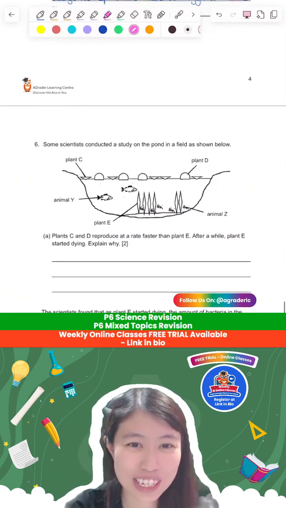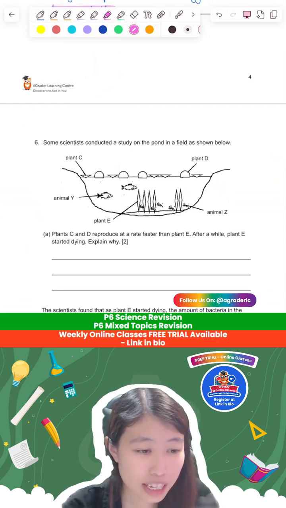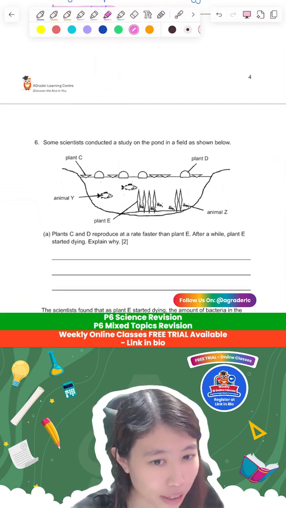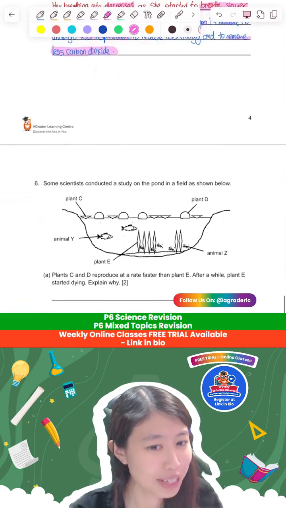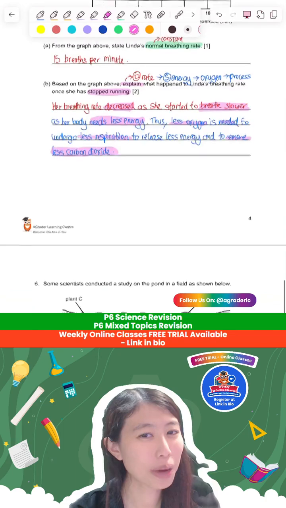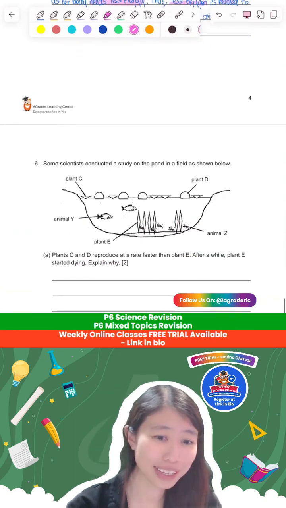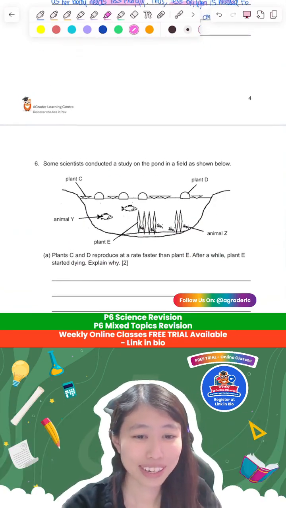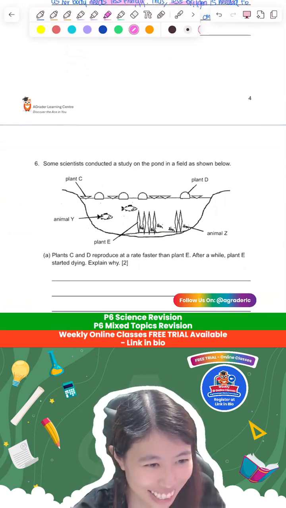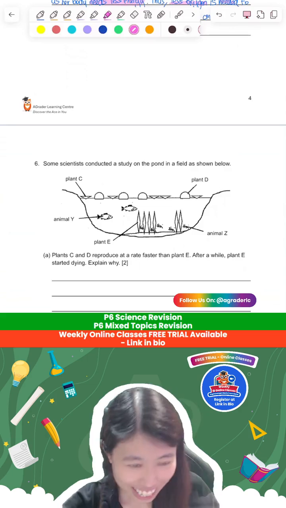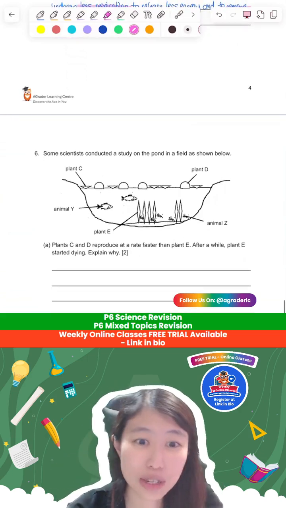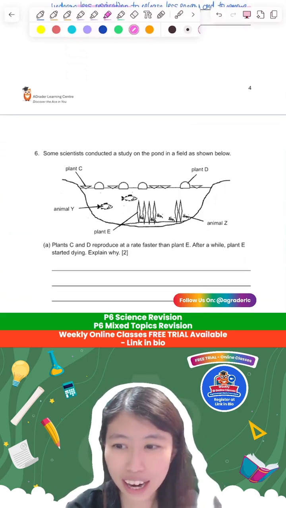Okay, let's look at question 6, everybody. Is this PSLE? What do you mean? This is a P6 lesson, but we'll be doing mixed topics because PSLE tests on all the different topics. Okay, let's move on to question 6. So this is your P6 topic. All right, let's look at this one.